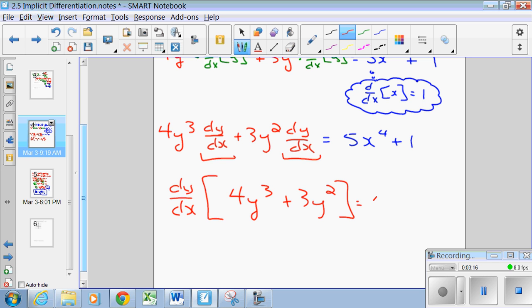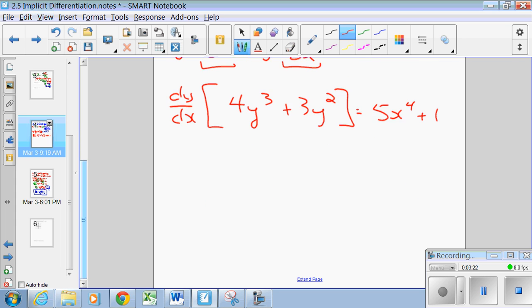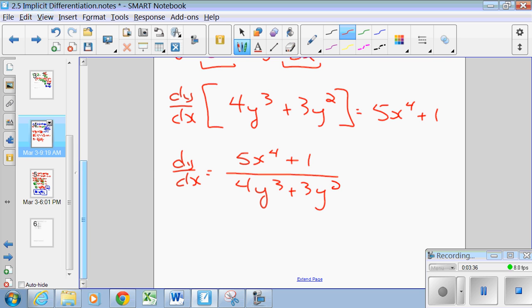And then it equals 5x to the fourth plus 1. And our final step is to divide. dy/dx equals 5x to the fourth plus 1 over 4y cubed plus 3y squared, and let's call it done.